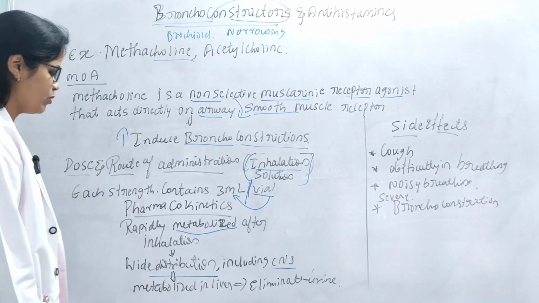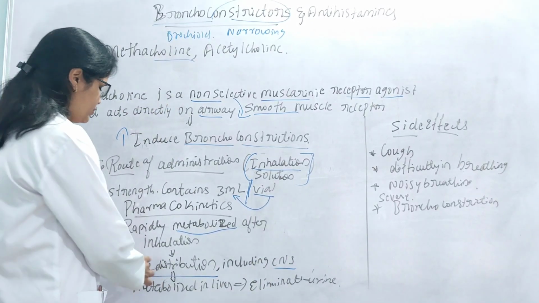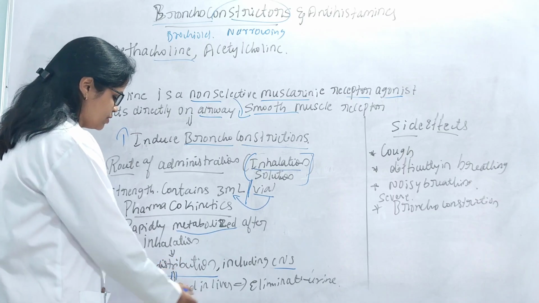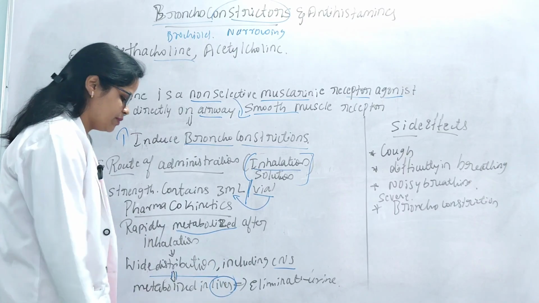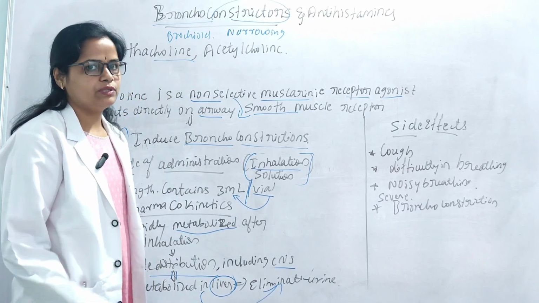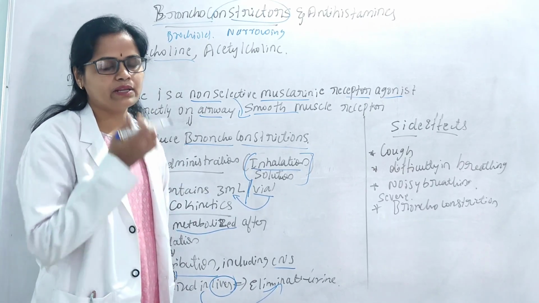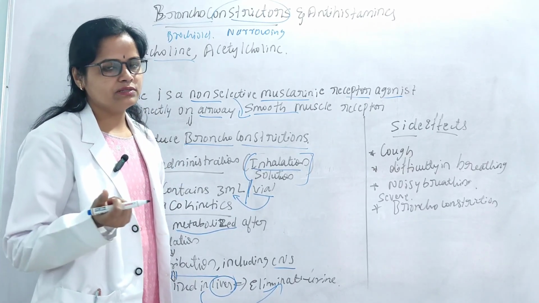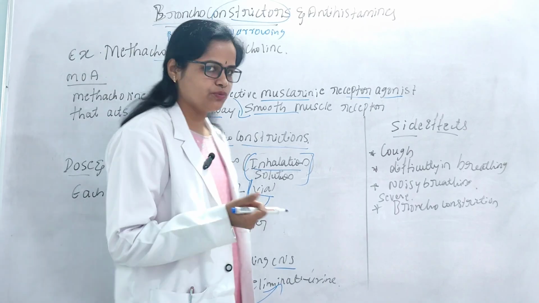Then it leads to metabolism in the liver. Okay, wide distribution, and it is going to metabolize in the liver. Once the metabolization occurs, the drug should be eliminated. It is eliminated through the urine. Okay, excretion mainly occurs in the kidneys. From the kidneys, it is eliminated through the urine.